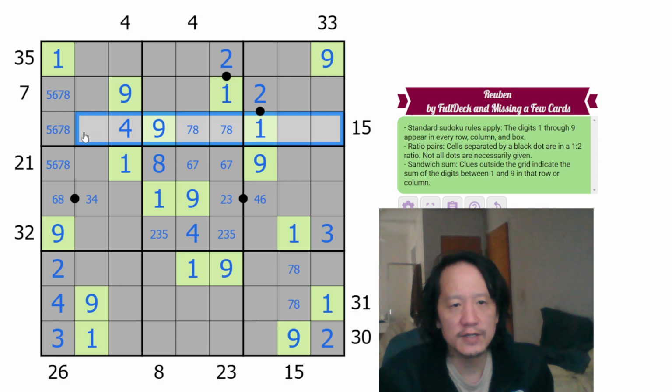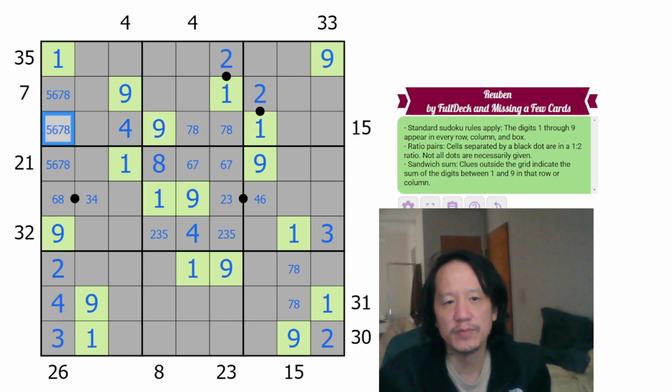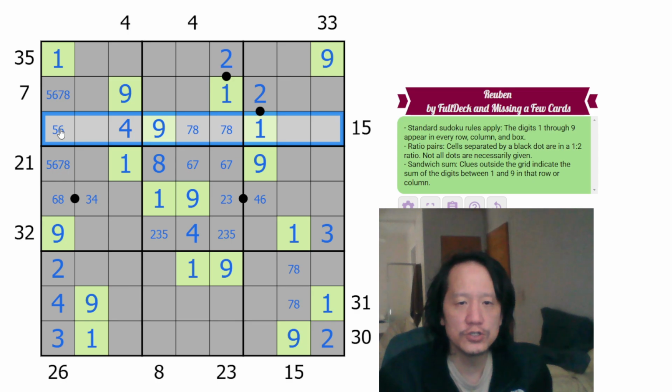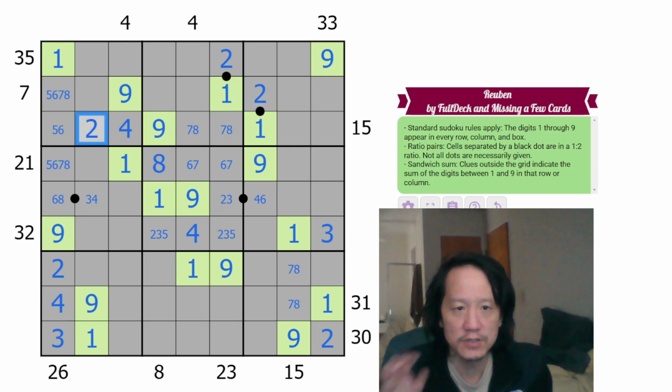Now we have a 7, 8, 7, 8 pair in row 3, which eliminates 7 and 8 from the rest of the row. Therefore, this can't be 7 or 8. It must be 5 or 6. Well, where's a 2 in row 3? It cannot be either of these cells because that sees a 2. It must be here now. So this is a 2.